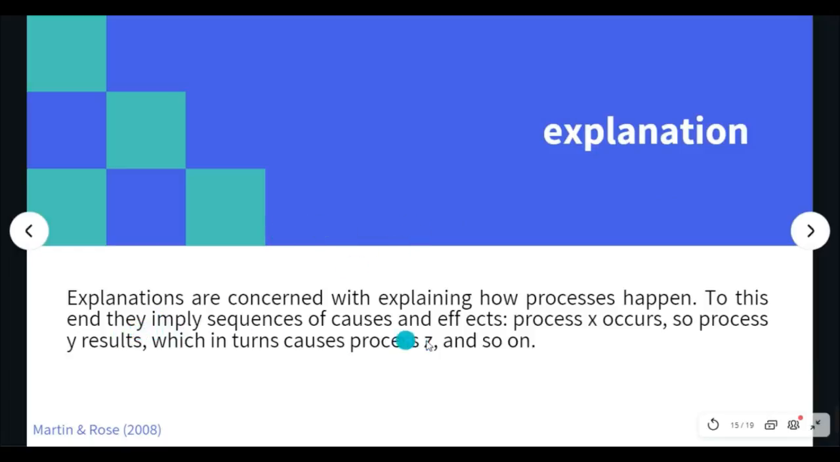Explanations are concerned with explaining how process happen. To this end, they imply sequences of cause and effects. Process X occurs, so process Y results. In turn, it causes process Z, and so on. So this is explanation. And let's see the example.